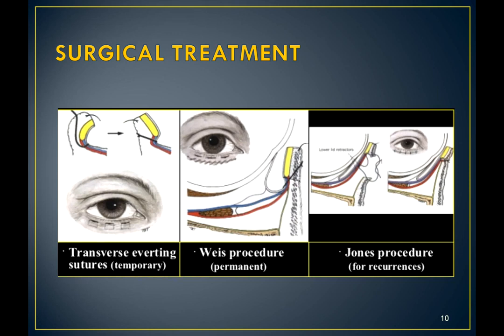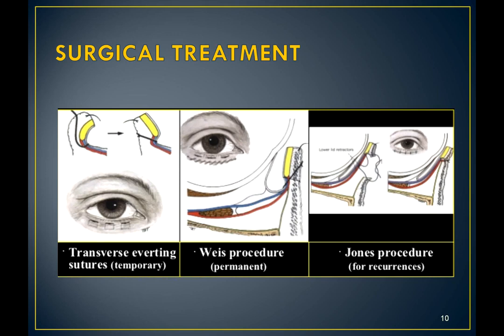We take the sutures from the end of the tarsal plate at the point where the pre-septal muscle overrides the pre-tarsal, and then attach it to the skin near the lid margin and tighten it, so it automatically everts the lid. However, it is temporary because as time goes by, the sutures become loose or get absorbed and the condition may recur. The middle picture is the proper operation of senile entropion. This is known as Weiss procedure.